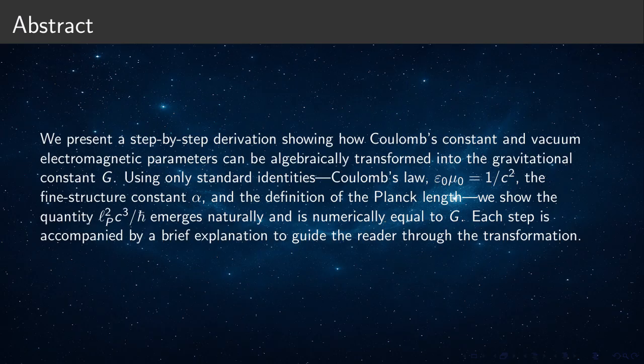Abstract. We present a step-by-step derivation showing how Coulomb's constant and vacuum electromagnetic parameters can be algebraically transformed into the gravitational constant G. Using only standard identities, Coulomb's law, the relation between permittivity and permeability, the fine structure constant, and the Planck length, we show that the expression Planck length squared times c cubed over h bar emerges naturally, and numerically this is equal to G. Each step is simple, but together they reveal a deeper structural connection.